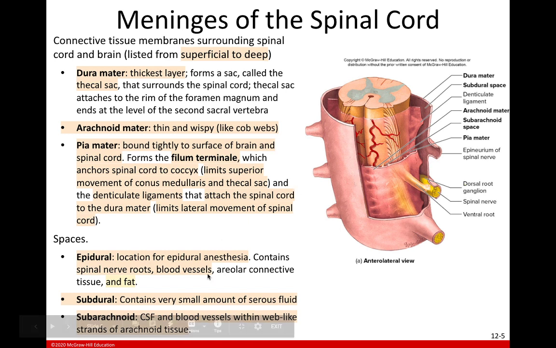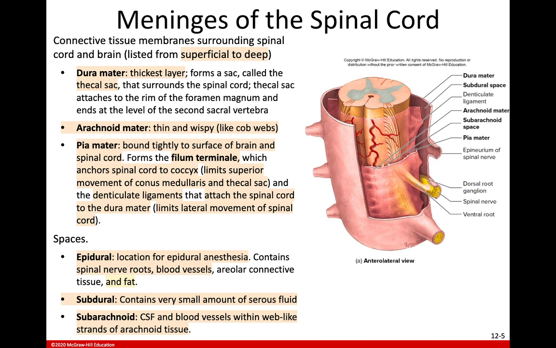And then, of course, remember we have spaces between these layers of spinal meninges. And we'll see these better in another picture here in just a minute. But the epidural space, remember, is epi, or outside or outer or above the dura mater. And it is going to contain lots of fat. It also has spinal nerve roots and blood vessels. This is where they actually inject when someone has an epidural. This is where they inject that anesthesia.